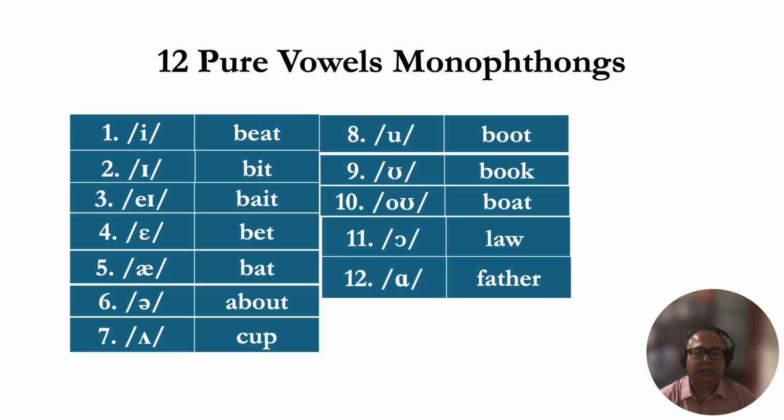One is E as in beat. Two is it as in bit. So notice the difference. Beat, bit. E, it. Three is A, a long A as in bait. And four is a short vowel, E as in bet. Bait, bet. Five is as in bat.